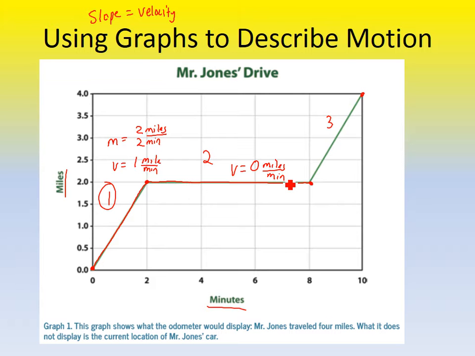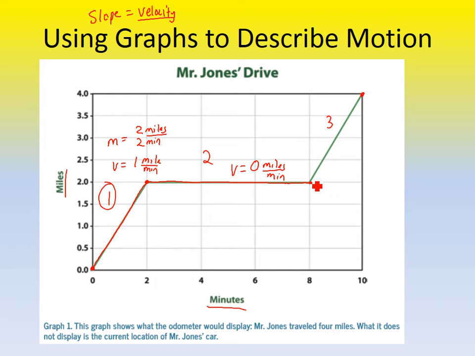Okay, number 3, Jason. Explain to me the motion of this object in this segment. Okay, he's moving, right? Now, what can you tell me about the slope? Is it positive or negative? It's positive. And slope tells us what? Velocity. So we got a positive velocity. So he's moving to the right.